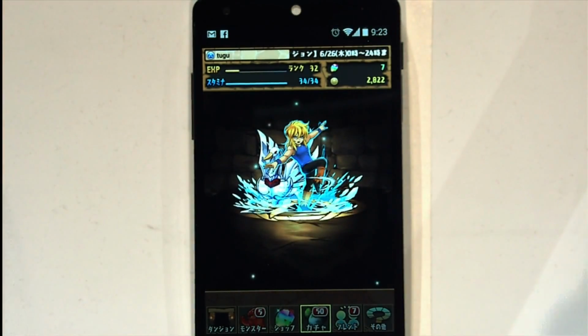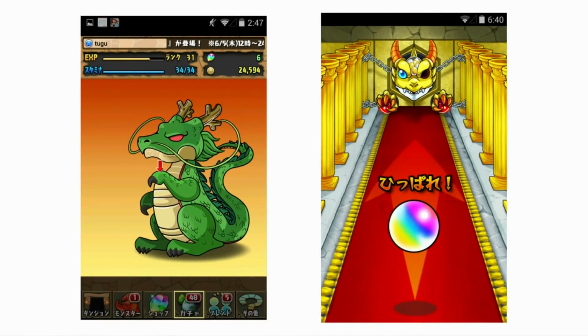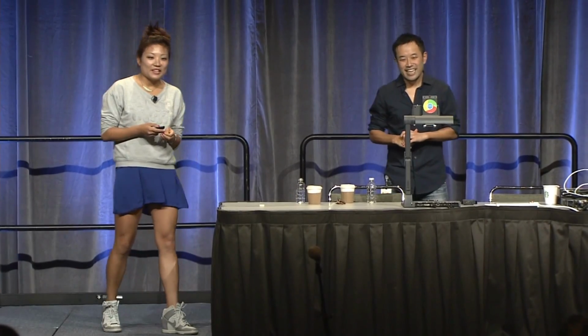Okay, how much money did you just spend? $25 in 3 minutes. I wish I could make that return in 3 minutes. Anyway, that's the gacha system in Japan.